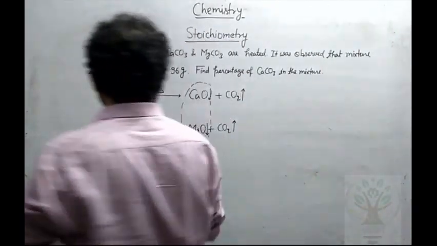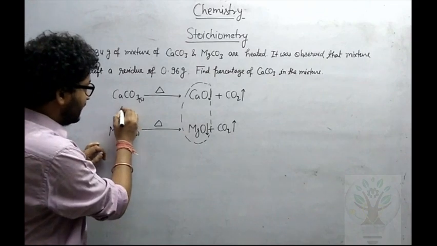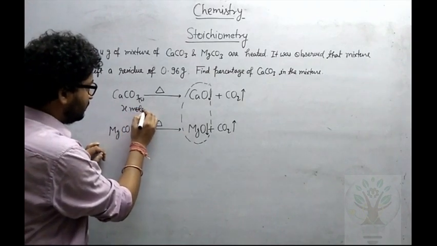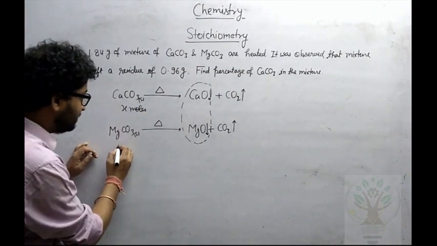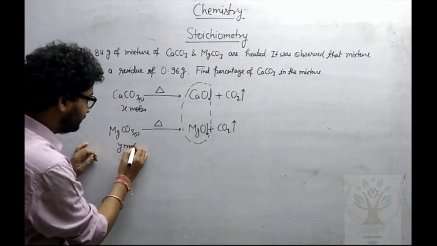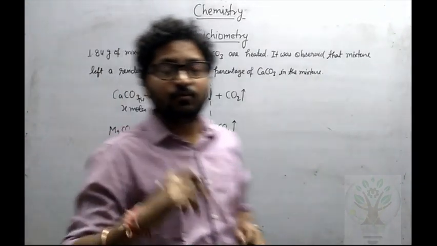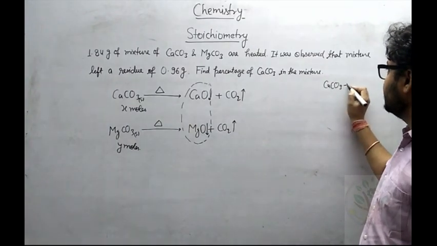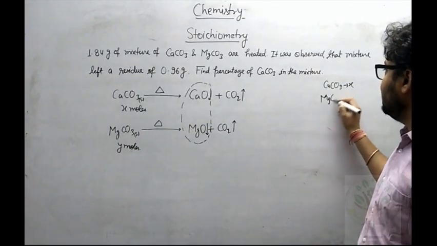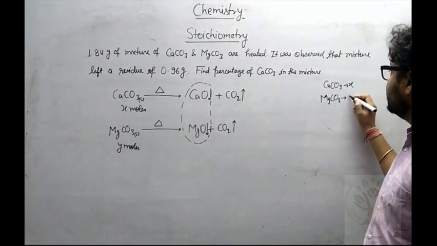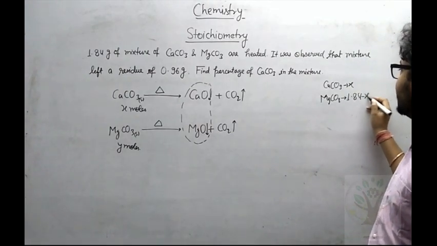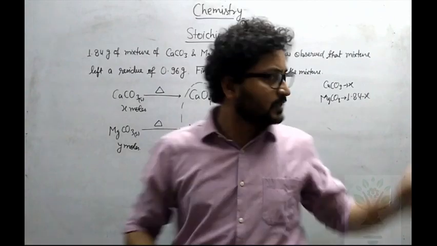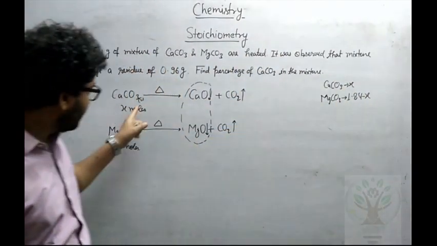So let's assume the moles of CaCO3 are x and moles of MgCO3 are y. If I had assumed weight, I would assume CaCO3 weight x. Then MgCO3 weight will be how much? It will be 1.84 minus x. Are you getting this thing? This is how I can approach, either by this or by this.